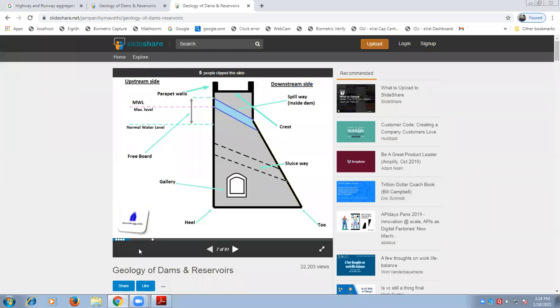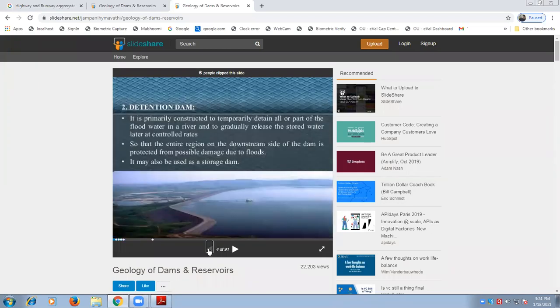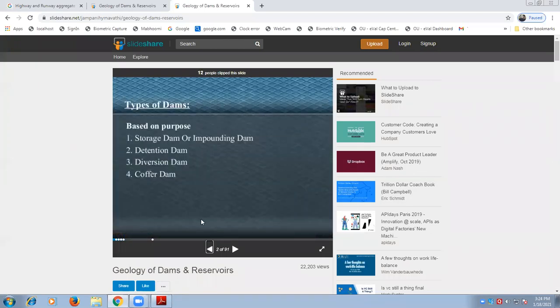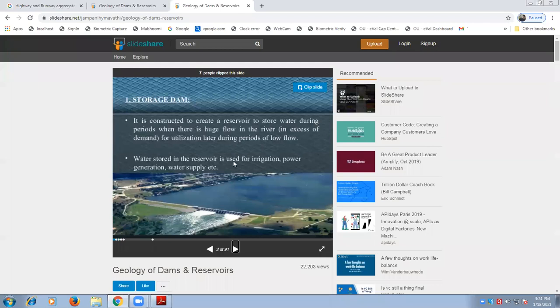So let us now look at the types of dams. You have four types of dams based on the purpose: storage dam, detention dam, diversion dam, and coffer dam, as you can see on the screen. Let us see one by one.